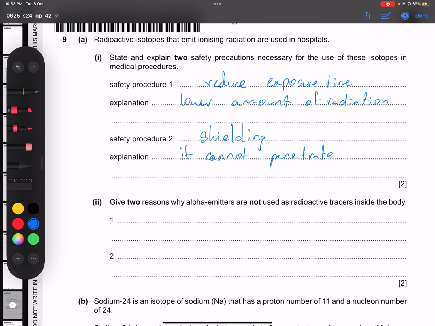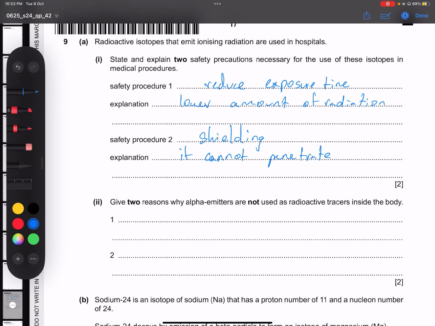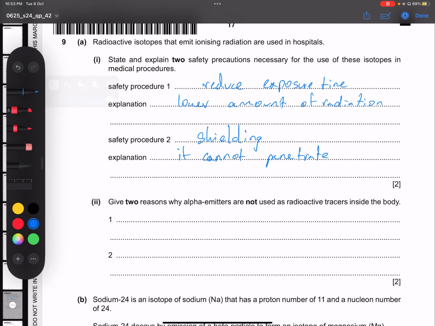Okay. Give two reasons why alpha emitters are not used as radioactive tracers inside the body. The first thing is that the radiation would not actually reach outside of the body. Alpha particles are very heavy particles, they move very slowly, and they interact much more often with the molecules around them. This interaction makes them quite reactive and reduces their penetration power. So the radiation would not reach outside.